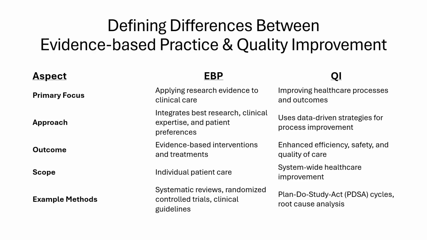Examples of good literature to use in evidence-based practice are systematic reviews, Cochrane reviews, randomized controlled trials, or other similar evidence. Quality improvement, on the other hand, looks at improving healthcare processes. It does not look at individual patients.